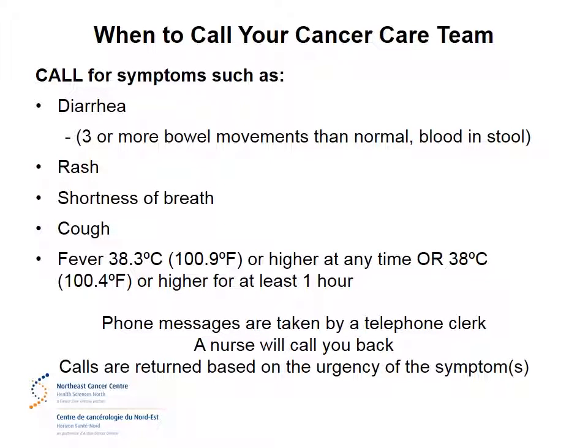Phone messages are taken by a telephone clerk. A nurse will call you back. However, it is important to know that calls are returned based on the urgency of the symptoms.